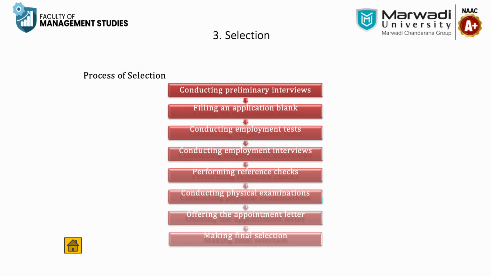Just because you're receiving so many applications, like I told you about Google yesterday, they receive millions of applications in a year. So what kind of selection methods do you apply? That's why it's very important to screen the candidates. So step number one is conducting preliminary interviews. That is a very basic round of interview.